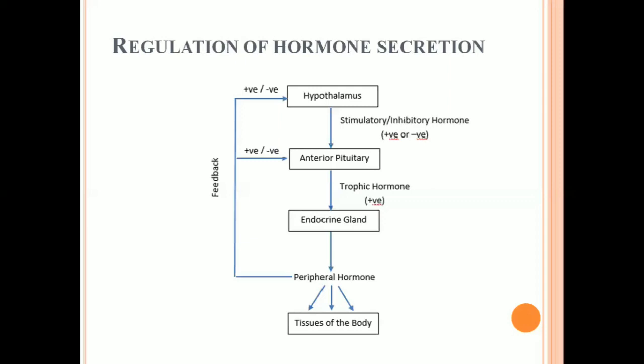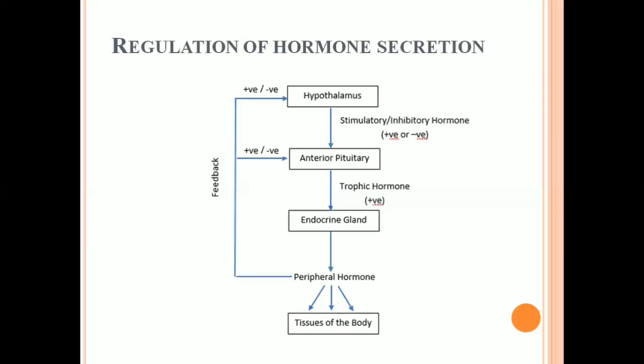Negative feedback mechanism: whenever excess T3 or T4 is produced, this T3 or T4 will inhibit the anterior pituitary secretion of thyroid stimulating hormone. So the thyroid gland is not stimulated and there is decreased secretion of T3 and T4. Okay, that's all about the regulation. One is hypothalamic regulation and the other is feedback regulation.